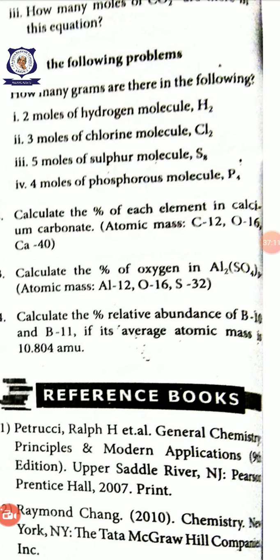Calculate percentage of oxygen in aluminum sulfate. First calculate the molar mass of aluminum sulfate, then take the number of atoms present of oxygen, its value into 100 gives the value. Do it yourself. Already we have done calculating the percentage relative abundance of boron 10 and boron 11.